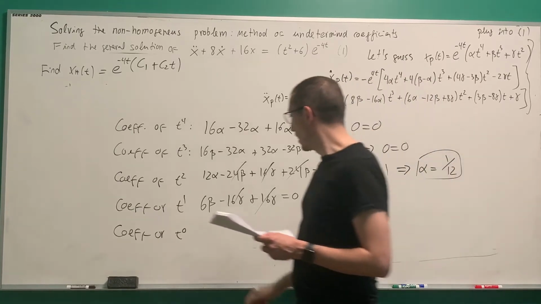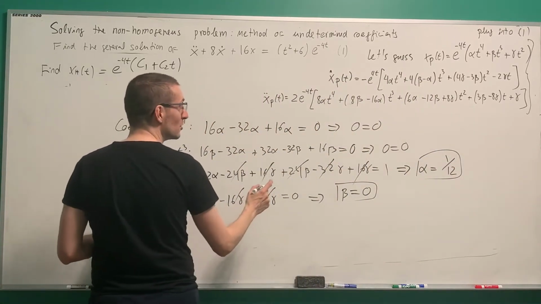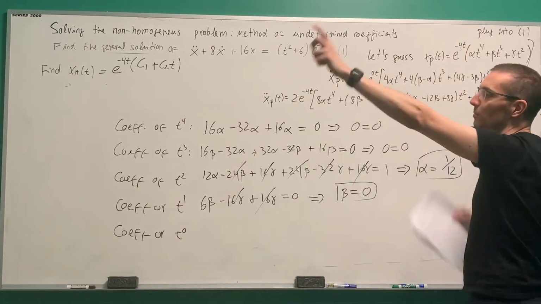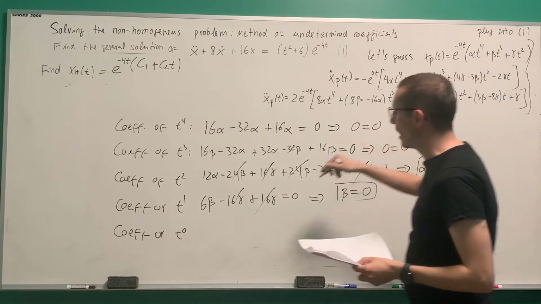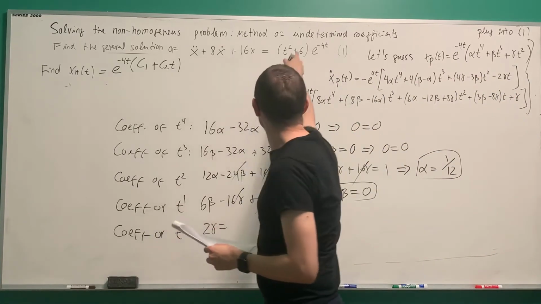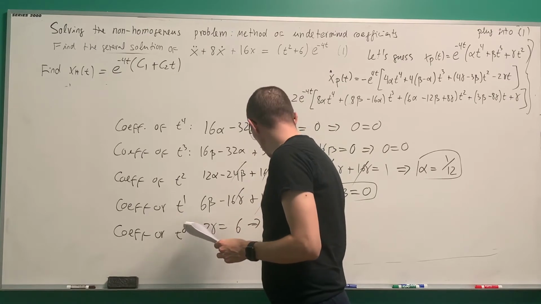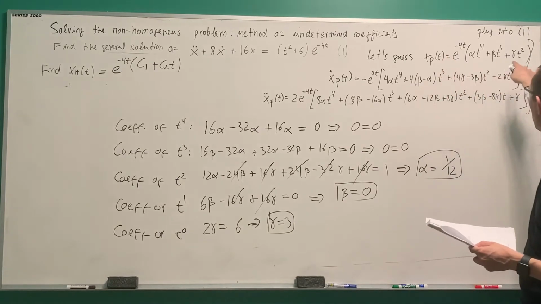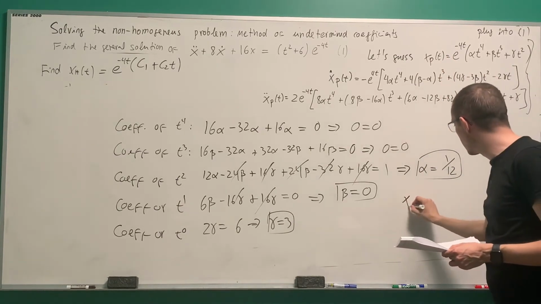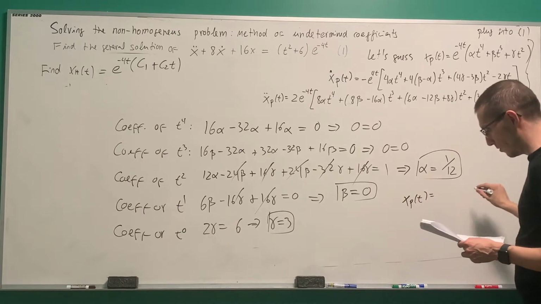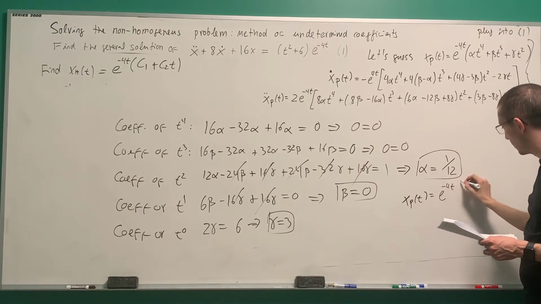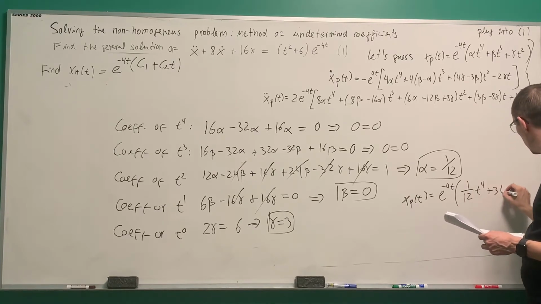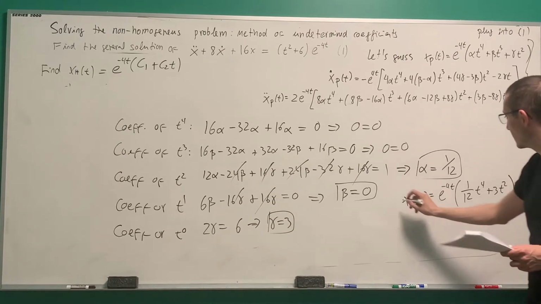Nice. Now, the independent term is just 2 gamma. It's this 2 times the gamma. Remember, the exponentials cancel because they're in all the solutions on both sides of the equation. So I get that 2 gamma equals 6. So gamma is equal to 3. Nice. So I got the particular solution. If I substitute the values in the particular solution, I get that x_p of t is equal to e to the minus 4t that multiplies 1 over 12 t to the 4 plus 3t squared. All right, and this is the particular solution.